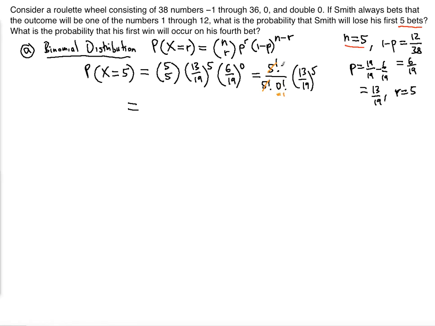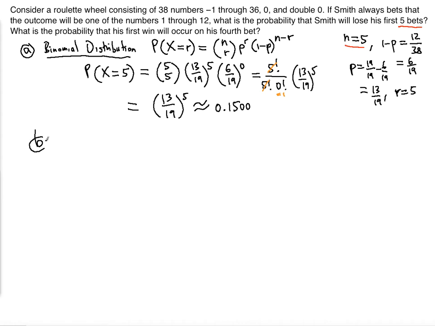This is equal to 1, and there's a 1 on the top, right? Because we divided 5 factorial by itself, so it's 1. So 1 divided by 1 is just 1. So all we have is basically 13 over 19 raised to the 5th power, which if you use your calculator, round to the nearest 10,000th, you will have 0.1500 as your answer. All right?